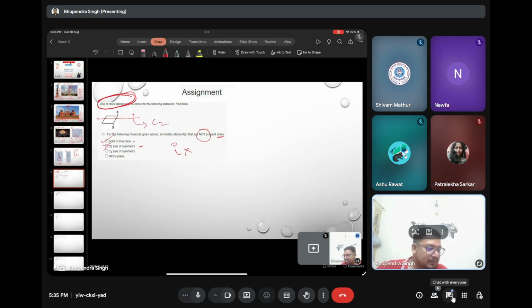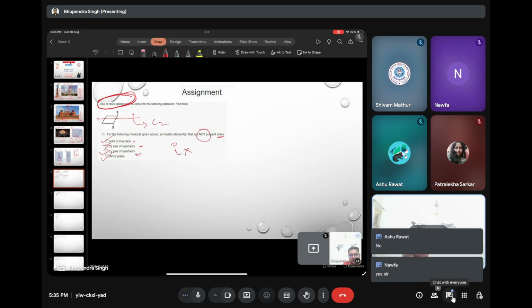Next, is a C4 axis of symmetry present or not? No. And is any mirror plane of symmetry present or not? No. This mirror plane is also not present. Other than Patlika, are you guys able to follow, Nafa and Ashu? Okay. Tell me, Ashu, what is the confusion?